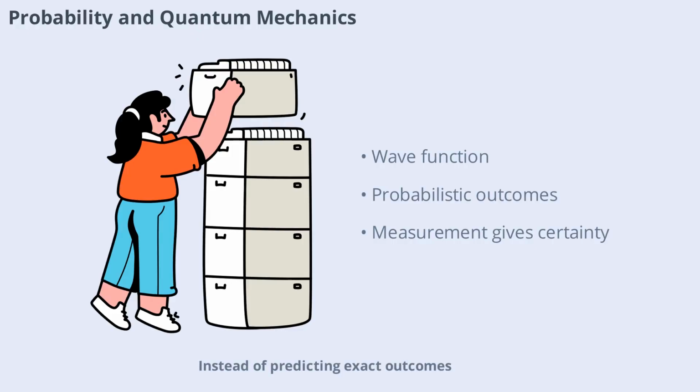In quantum physics, probability plays a central role. Instead of predicting exact outcomes, quantum mechanics gives us the likelihood of finding a particle in a certain place or state. This is described by a mathematical object called the wave function. The wave function contains all the information about a system, but only when we measure it do we get a definite result. This probabilistic nature is what makes quantum physics so different from classical physics.